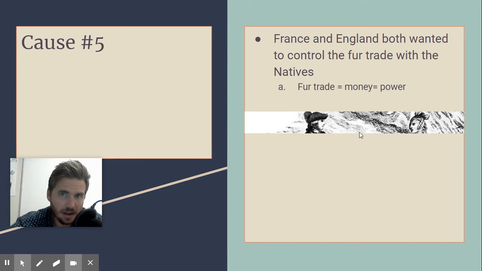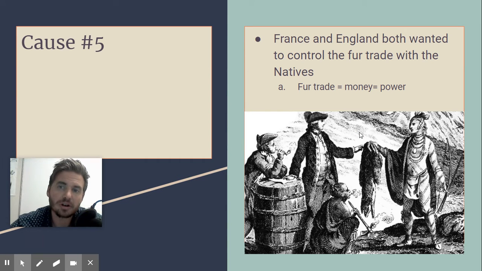That's the big thing, because number five is that both wanted to control the fur trade with the natives. Why do you want to control trade? Why is trade valuable? Because money, money, money. Money is valuable because every country is invested in the economy. Now we're looking at it in a more modern sense, but back then, if people are making money, it means people are putting more money back out there. That means expansion, and that's big. That's what these countries want.